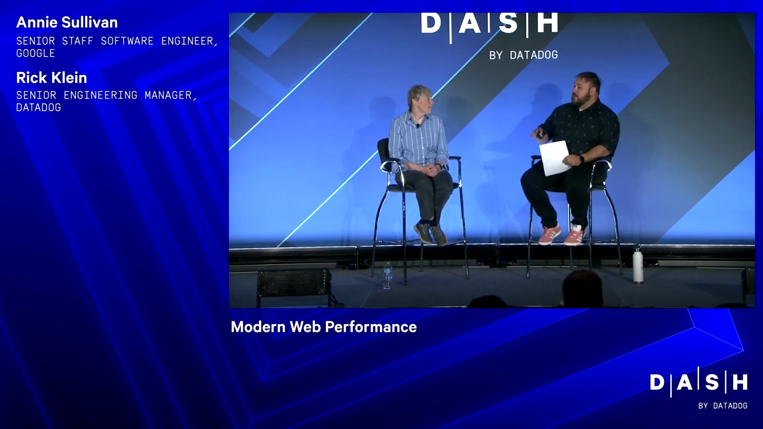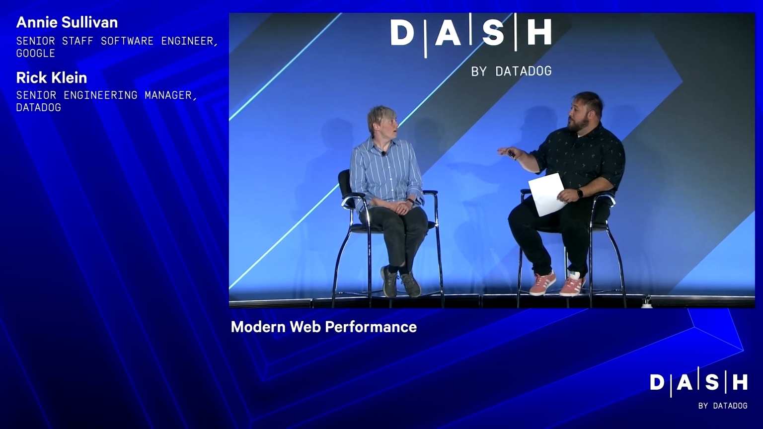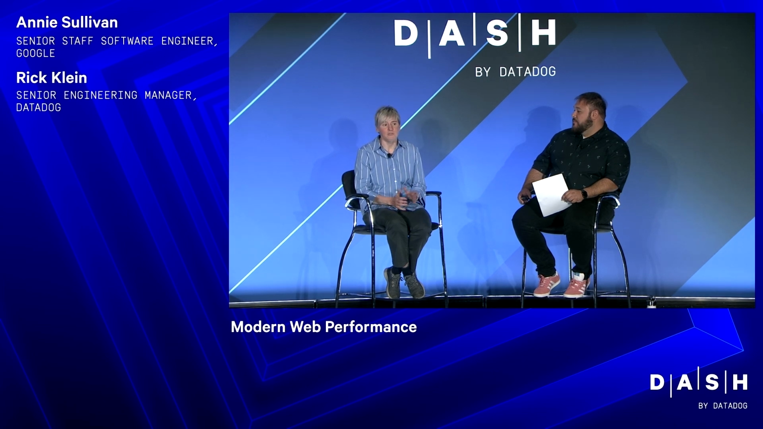So real quick, Annie, do you want to talk about what your role is at Chrome? Yeah, so I'm a software engineer at Google on Chrome Web Platform, and I lead a team called the Chrome Speed Metrics team. And we work on the Core Web Vitals metrics and web performance APIs.